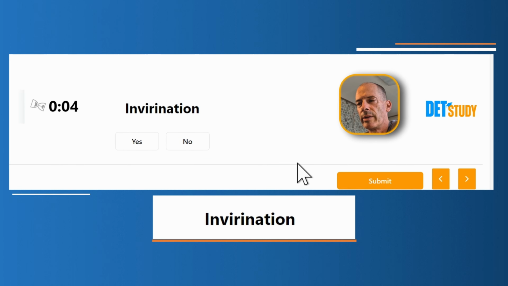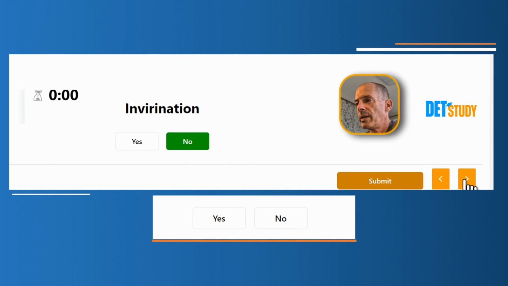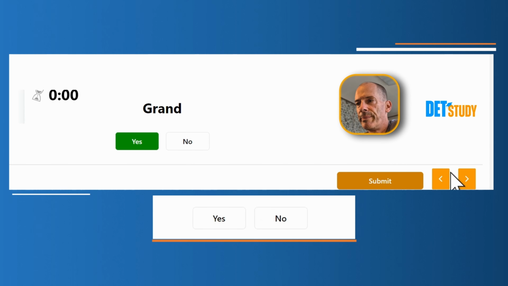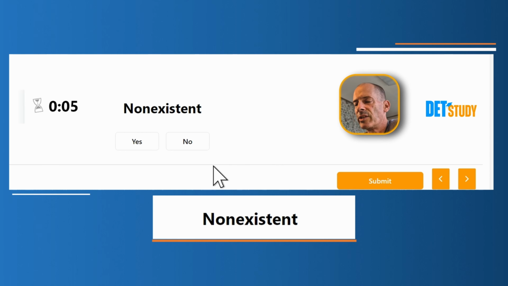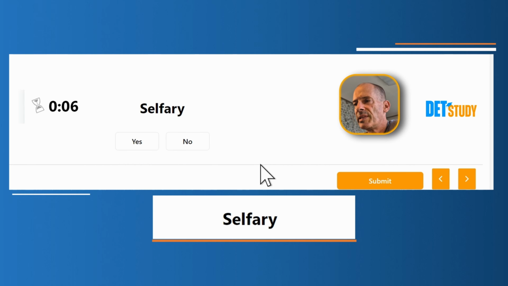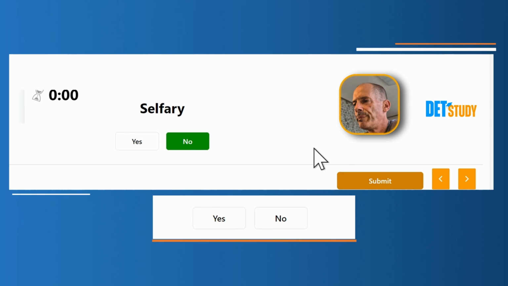Environation. If it's hard to pronounce, it's probably not a word. Okay. Grand. Yes, grand piano. Yes. The Grand Canyon. Have you been to the Grand Canyon? Non-existent. That is a word. Selfary. No. Not a word.